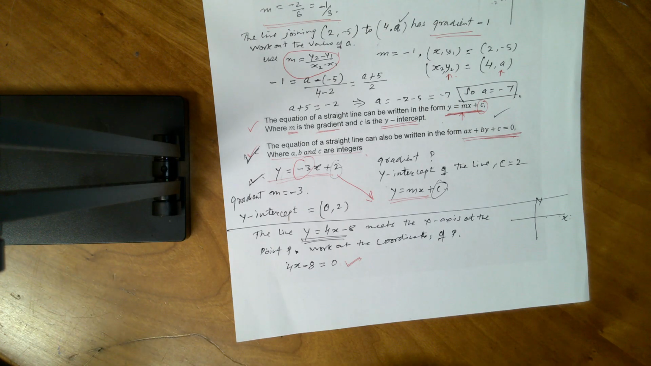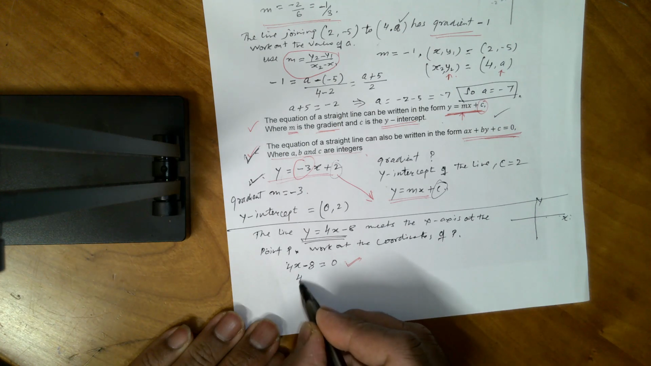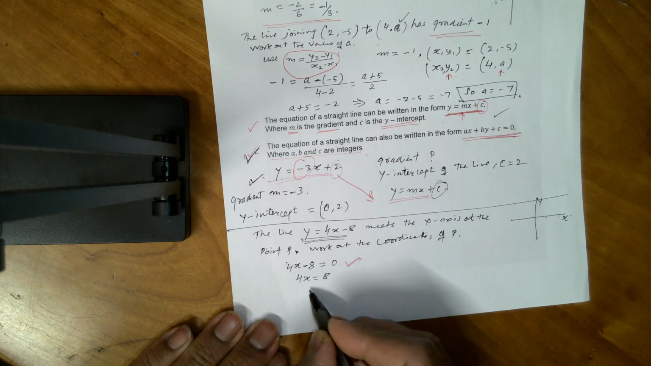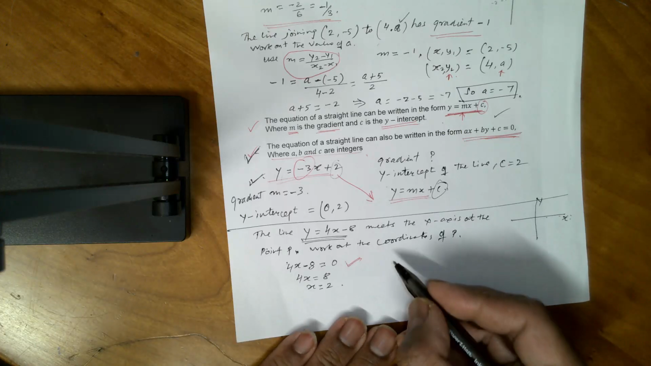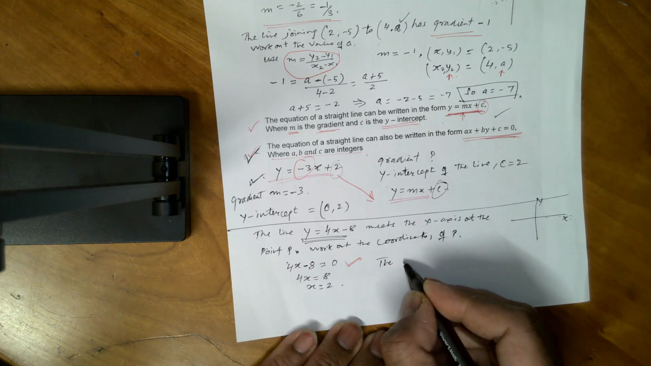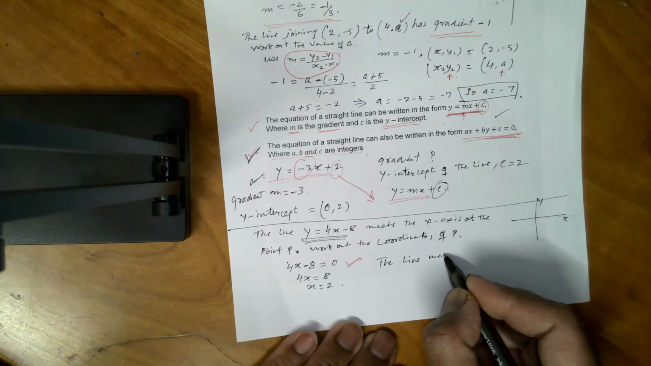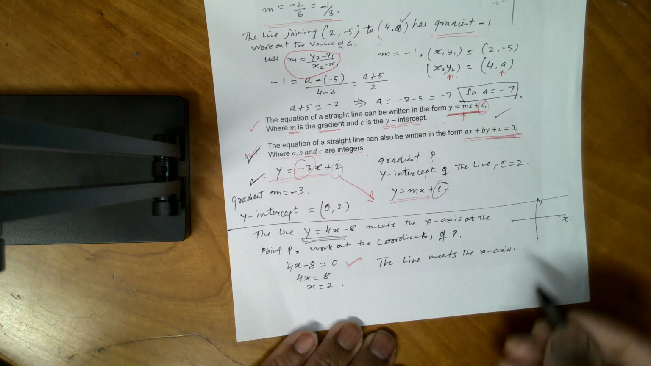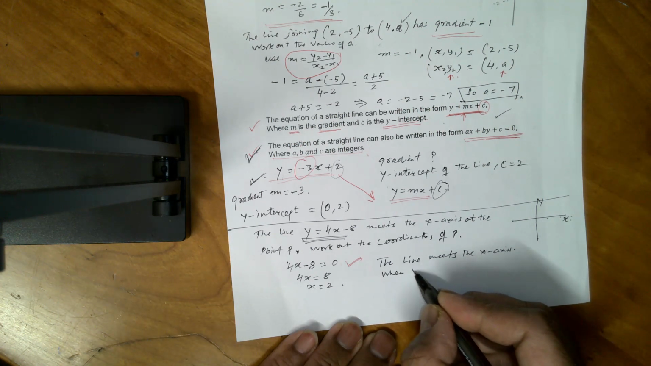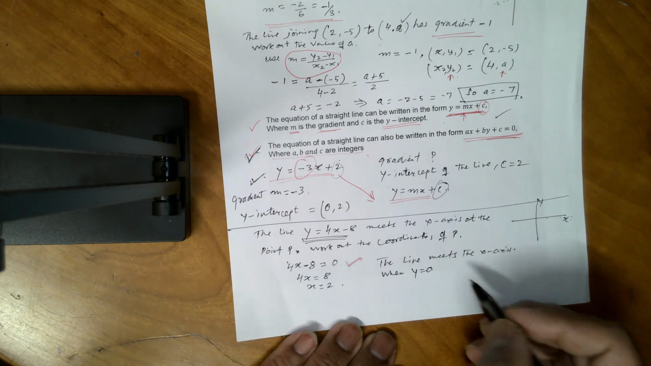So just simplify this and get the value of your x. You have 4x minus 8, and x is equal to 2. Simplify this one. So write down that your line meets the x-axis when y is equal to 0, because this is what we did here: y equal to 0.